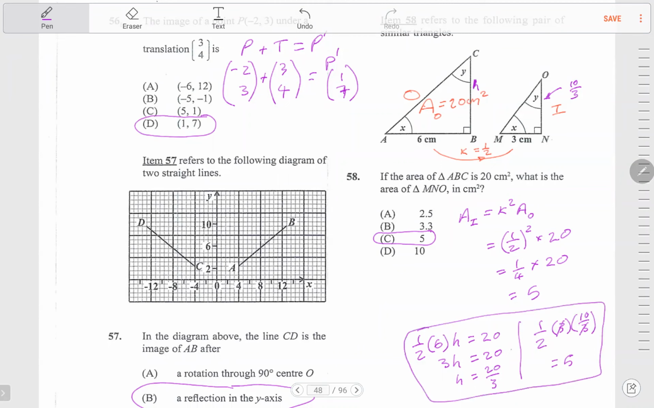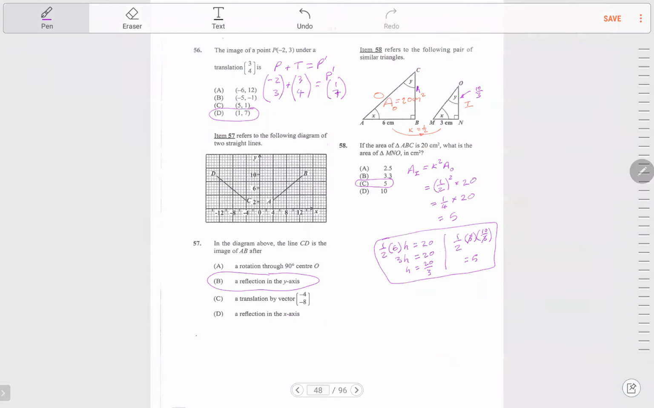Alright, I prefer the enlargement method because it's quicker. Area of image is K squared times area of object. We could have calculated the height, half the height, because the sides are reduced by half, and then calculated the area of the new triangle. Alright, that's how we could have done it. So that is 58.